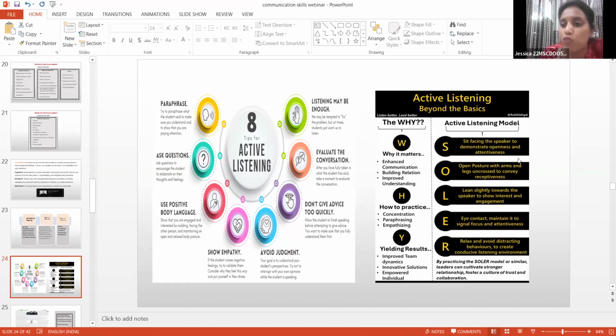That is, sitting face to face in a square position, open posture with no barrier between the doctor and the patient, lean slightly towards the speaker to show interest, maintain eye contact, and relax and avoid distraction.